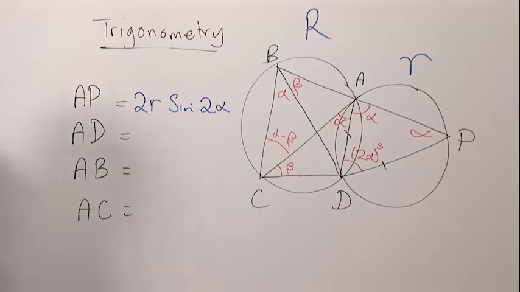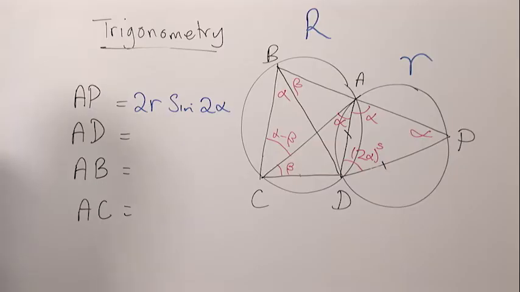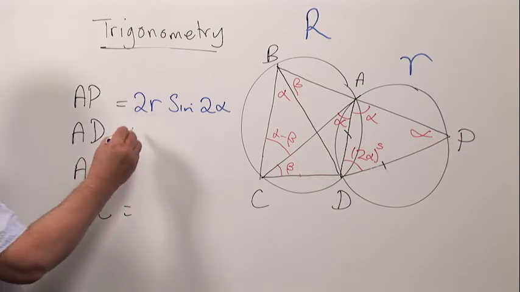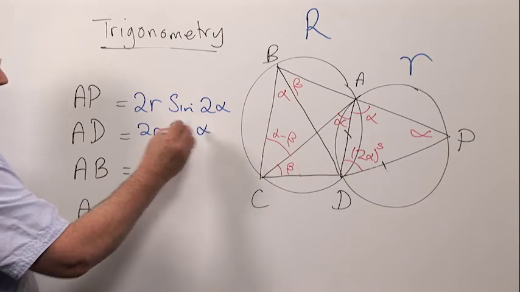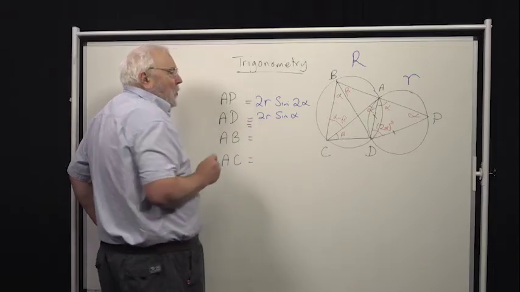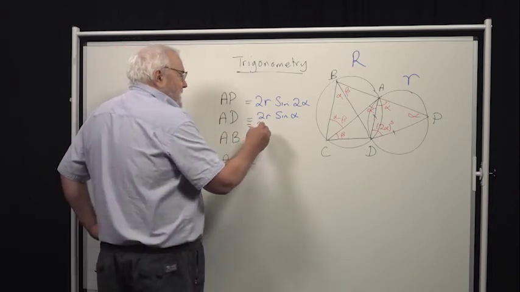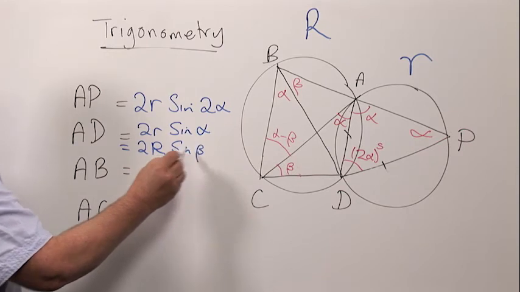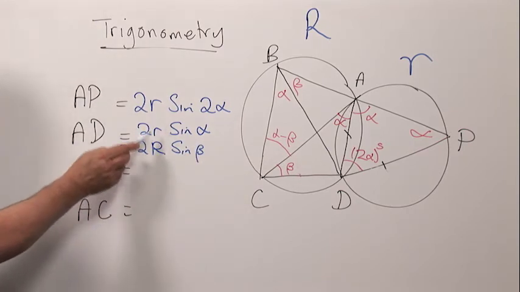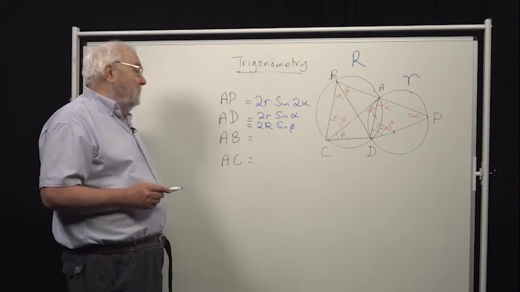AD. Well, that's a chord of 2 circles. It's the chord of the right-hand circle. So it is equal to 2r sine alpha. But it's also a chord of the left-hand circle. So it's twice capital R times the sine of beta. This is great, because it enables us to trade off little r and big R. We can eliminate one of them.